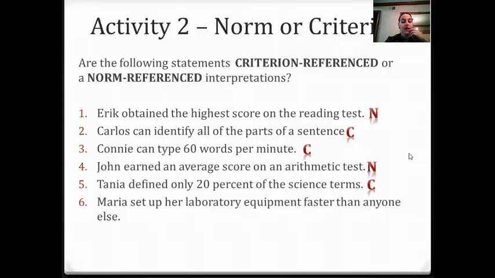Number 6, Maria set up her laboratory equipment faster than anyone else. Okay, so that faster than anyone else should give you the clue that it is norm referenced, because you're comparing Maria to everyone else and the speed of them setting up the equipment.